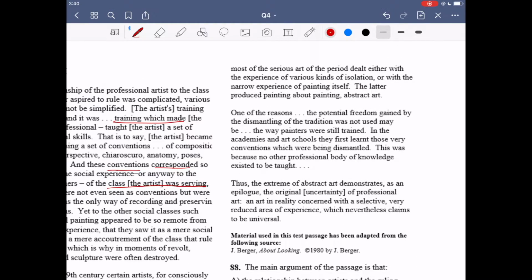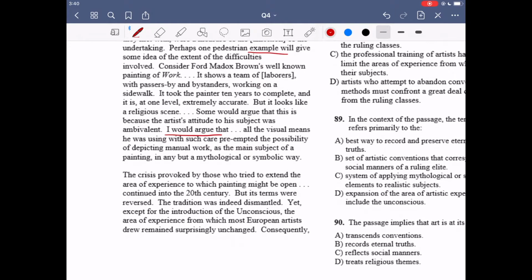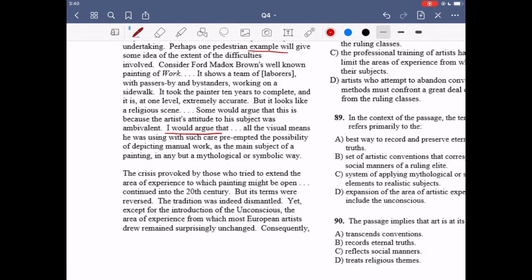most of the art of the period dealt either with the experience of various kinds of isolation or with the narrow experience of painting itself. The latter produced painting about painting, which is abstract art. Once again, the author of the passage is saying that even though this continued, people were trying to be more open with painting, they were still held back by whatever training they had. And the only time they could paint other things was when it came from their unconscious, but that still is like things that they have experienced, right?